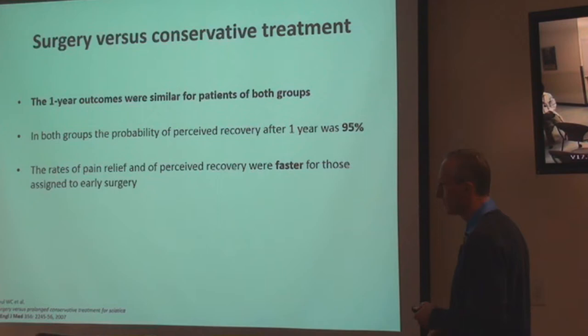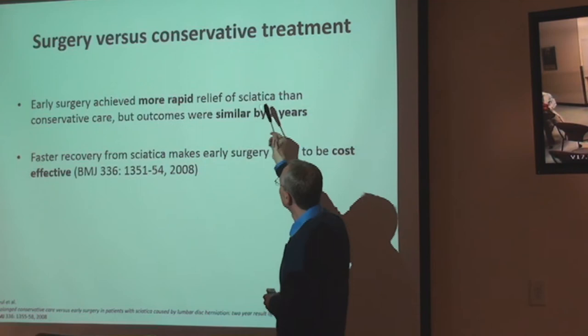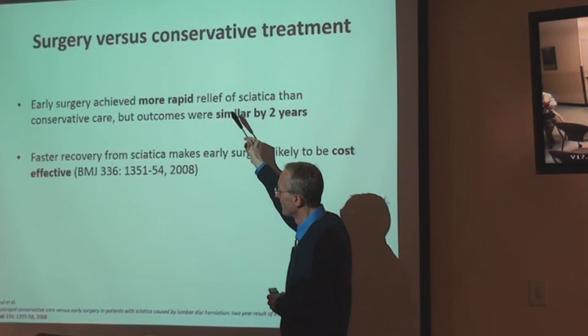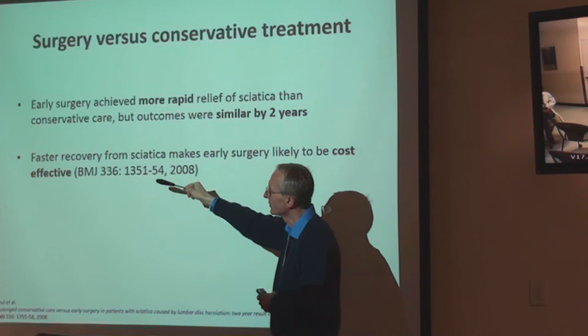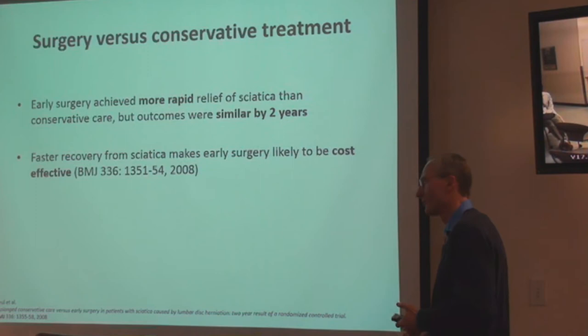And the Dutch group continued with a 2 year follow-up, where early surgery achieved more rapid relief of sciatica than the conservative management, but the outcomes at 2 years were similar. And this is an important message, which was published separately in the British Medical Journal, that the faster recovery from sciatica makes early surgery likely to be cost effective. I think it's an important message. To wait 2 years for somebody who cannot go back to work and is taking very strong medication, surgery is certainly to be considered, especially given that surgery is a safe method.